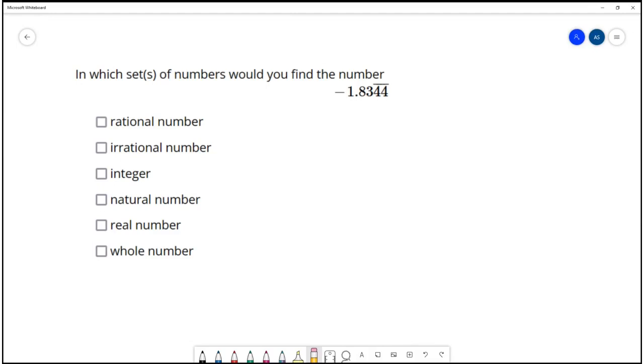In this set of videos, we're going to work through the practice final exam from intermediate algebra. So we'll work 5 questions at a time.